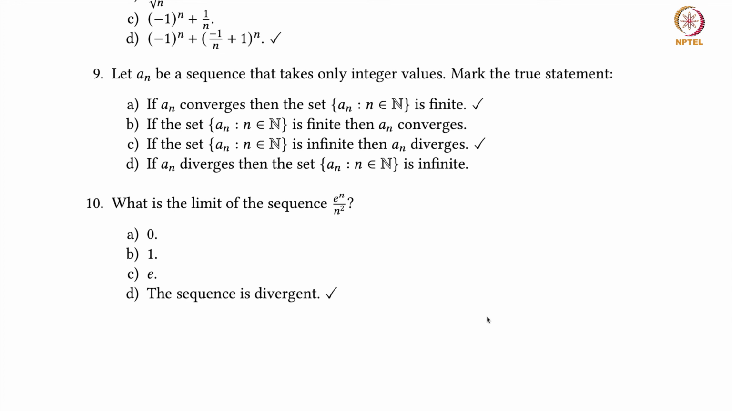Question number 10. What is the limit of the sequence e^n by n squared? We have already seen in the lectures that this is not a convergent sequence. Therefore, the correct option is D. The sequence is divergent. This concludes the discussion.